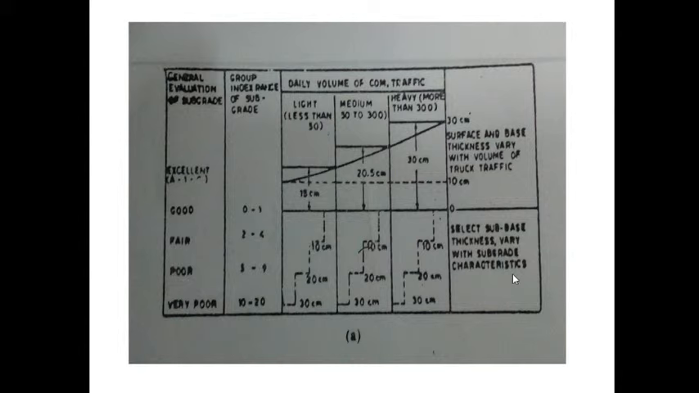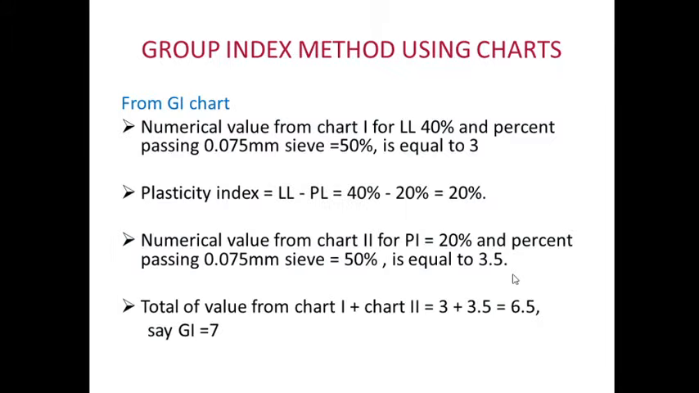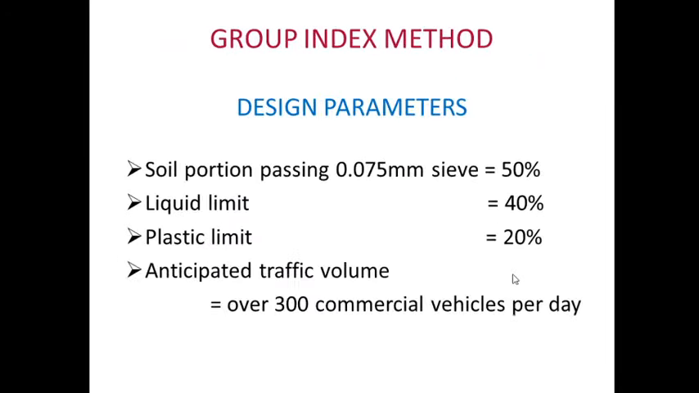How can we determine the plasticity index? Liquid limit minus plastic limit. In our problem, the liquid limit is 40% and the plastic limit is 20%. So the plasticity index is 20%.